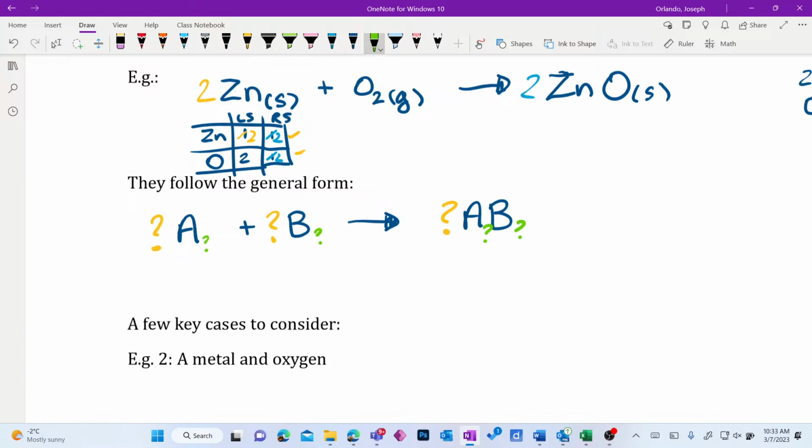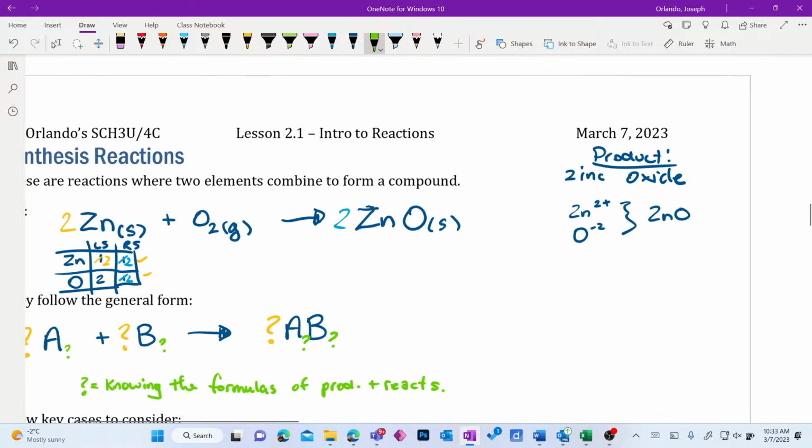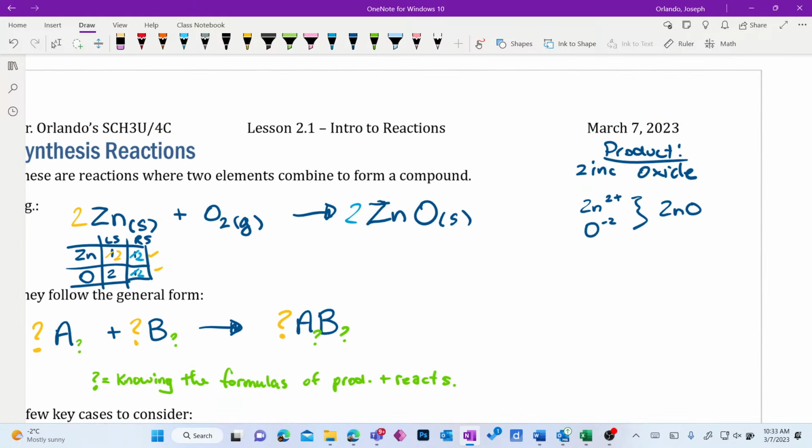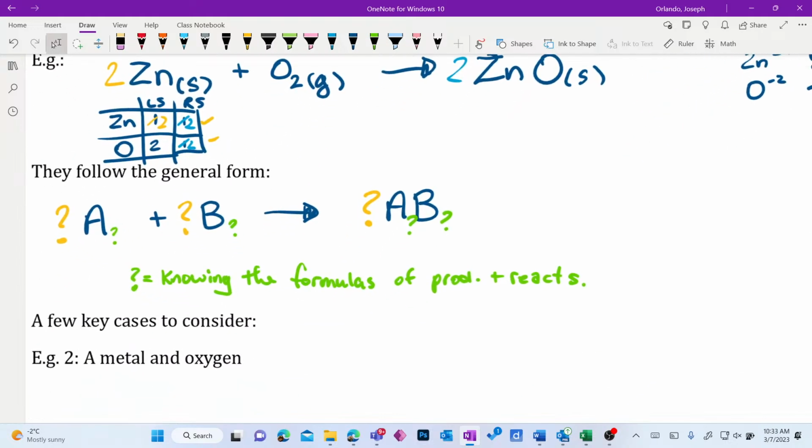All right, to get all the green question marks, we have to do that by knowing the formulas of products and reactants. That's what we did up here. You have to know everything's formula. How did you know this formula was O2? Well, I've made you memorize the diatomic elements. You have to know which ones get the little 2 and which ones don't. So that you just get by knowing.